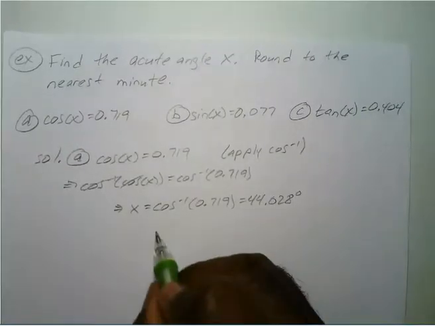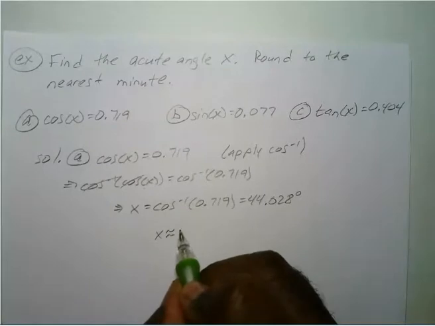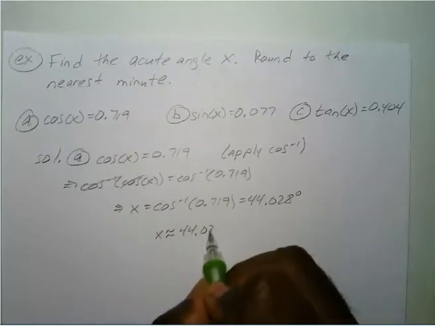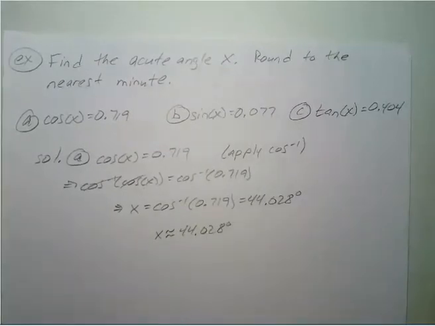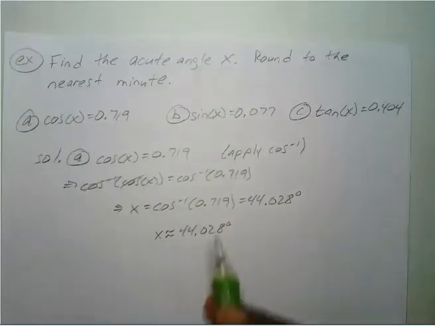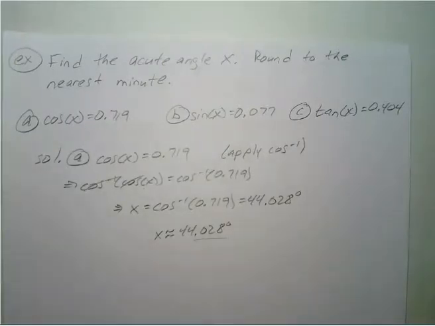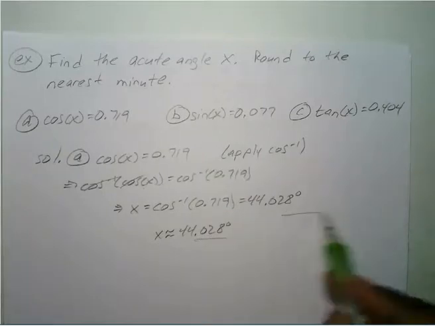Okay, so we know our angle x is approximately equal to 44.028 degrees. But we need our answer rounded to the nearest minute. So that 0.028, you have to convert that to minutes.